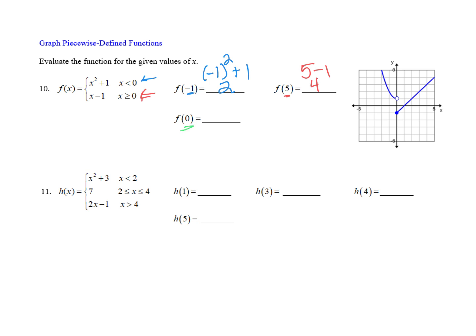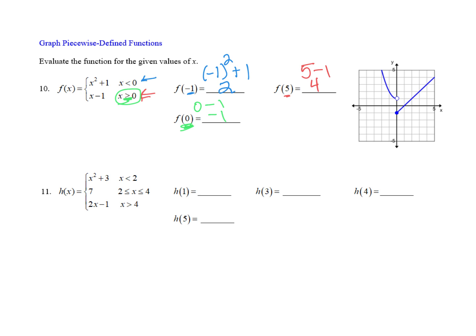So what about f of 0? Well, 0 falls into the bottom portion because that's where my equal to 0 is. x is greater than or equal to 0. And so when I'm plugging this in, I'm not going to plug it into both of them. I'm only going to plug into the piece where it's equal. So that's going to be 0 minus 1 equals negative 1.